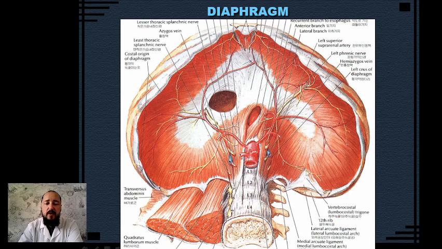And here you can see, very well shown from the left side, the lumbocostal trigonum of Bochdalek. Here it is from one side. Here it should be from the other side.